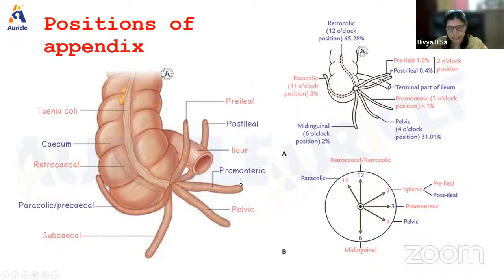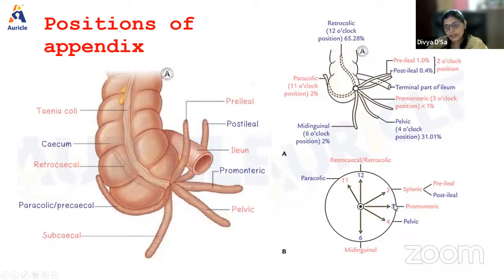Then we have retrocecal, which means behind. You can see the tracing of the appendix here, because it is behind the cecum. That is the retrocecal position, otherwise known as the 12 o'clock position. It is the commonest position, seen in about 60%. Then we have the 2 o'clock position, which can be of two types, pre-ileal or post-ileal: it can lie either in front of the ileum or behind it. This is present in about 1 to 2% of cases. The pre-ileal variety is the most dangerous, because inflammation from the appendix will spread to the entire peritoneal cavity.